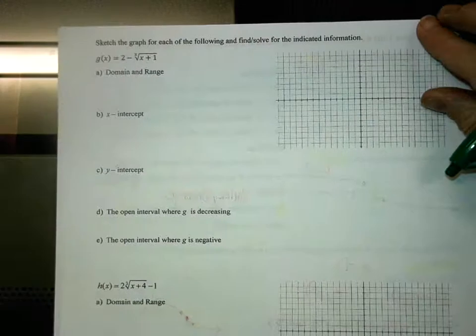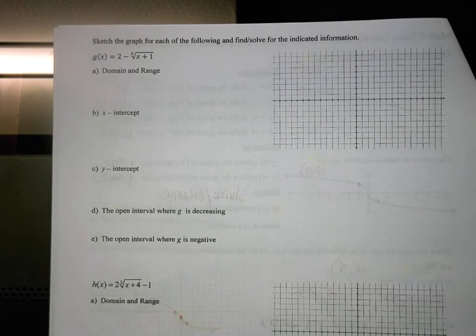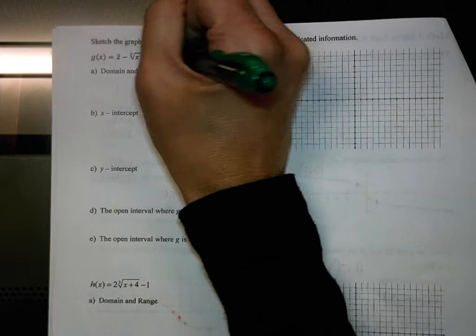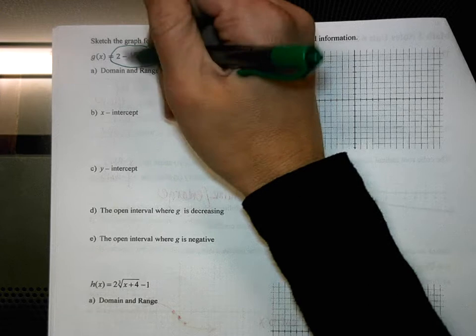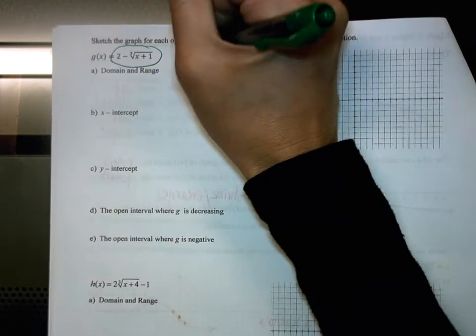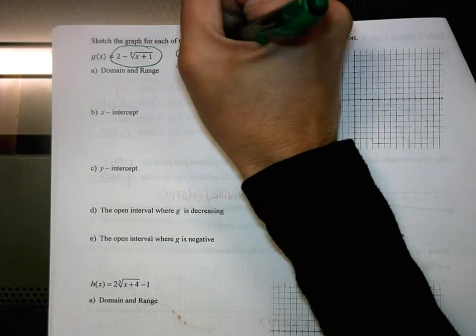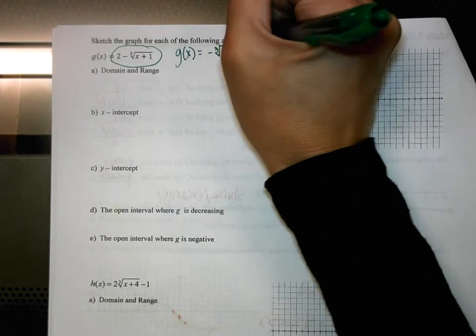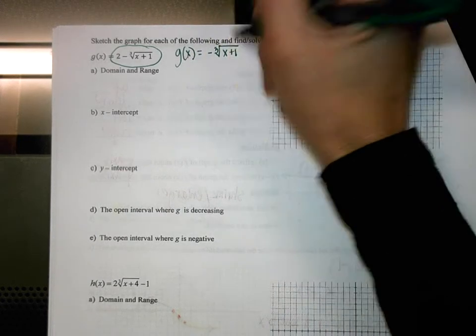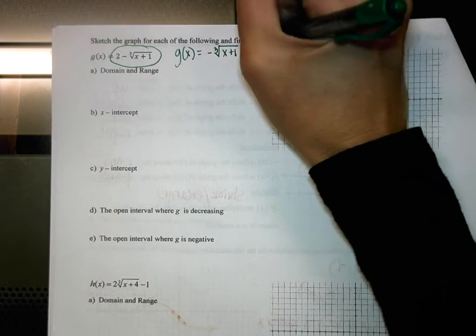Okay, so again, the way that this function right now is written isn't the way that I like to look at it, and so I would rewrite this so that my root part is first with my x, and then the y value is at the end. And so I'm going to write this as g of x equals negative cubed root of x plus 1, and then I have this positive 2 here at the end.